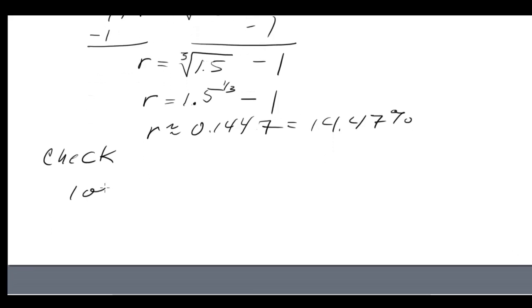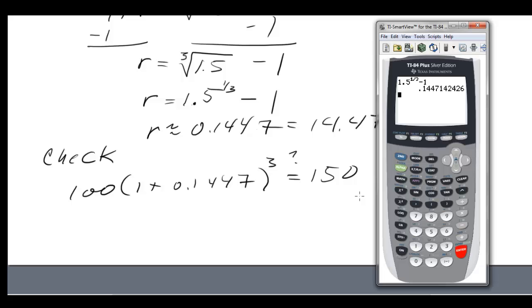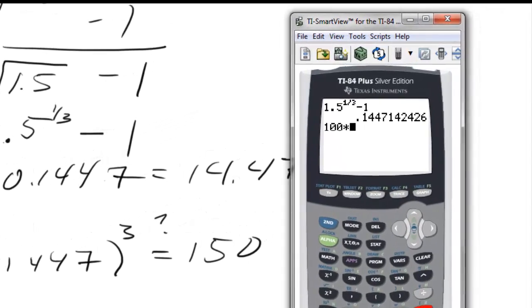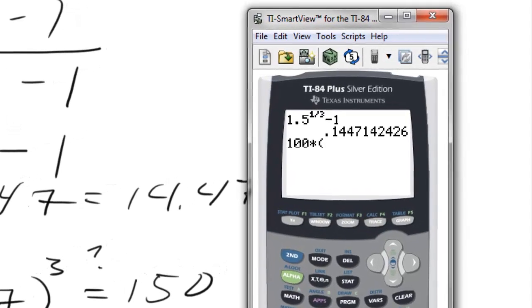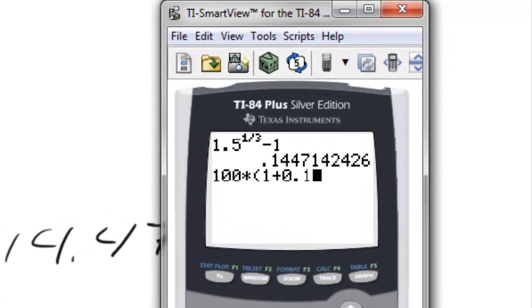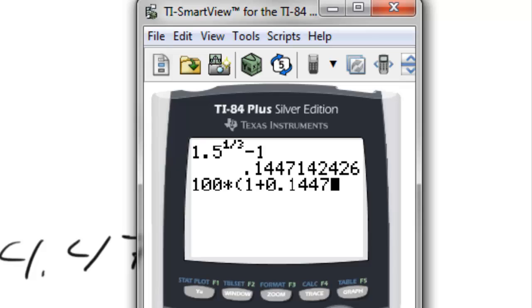All right, so I have 100 times (1 plus 0.1447). This whole thing is going to be cubed, and this whole thing should equal $150. But we don't know yet if that's true or not. Let's check it out. We're going to multiply 100 times the quantity 1 plus 0.1447. Now we're going to cube this whole thing, and we should get $150.